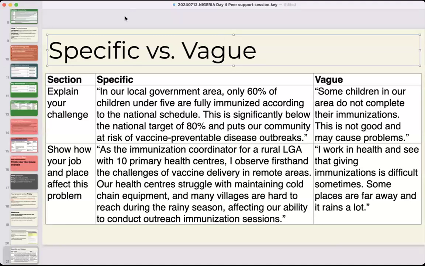But on the contrary, we have an example here. You just say some children in our area do not complete their immunizations. This is not good and may cause problem. This is very big, very vague.